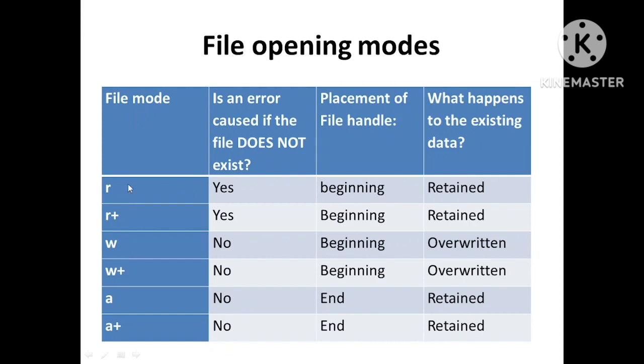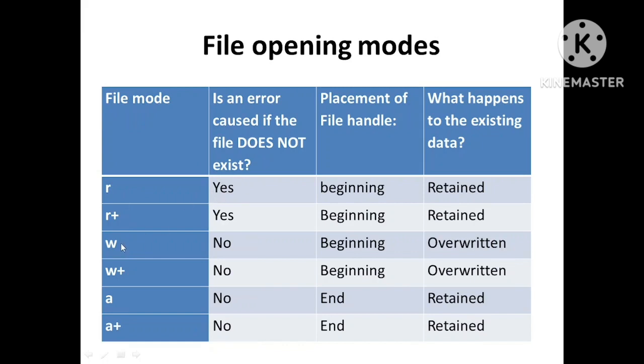You have 6 file opening modes: R, R+, W, W+, A, A+. Now, when you open a file in R and R+ mode, if the file does not exist, but you try to open such a file, it will cause an error. Is an error caused if the file does not exist? Yes. In which mode? R and R+ mode. If the file does not exist, it will cause an error.